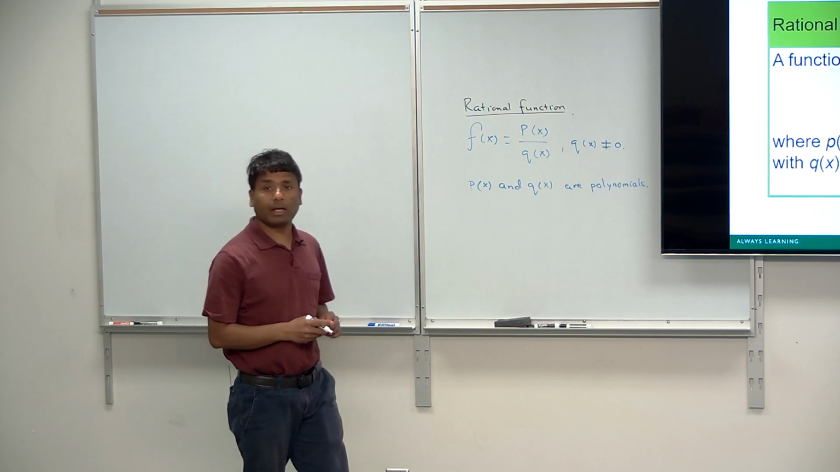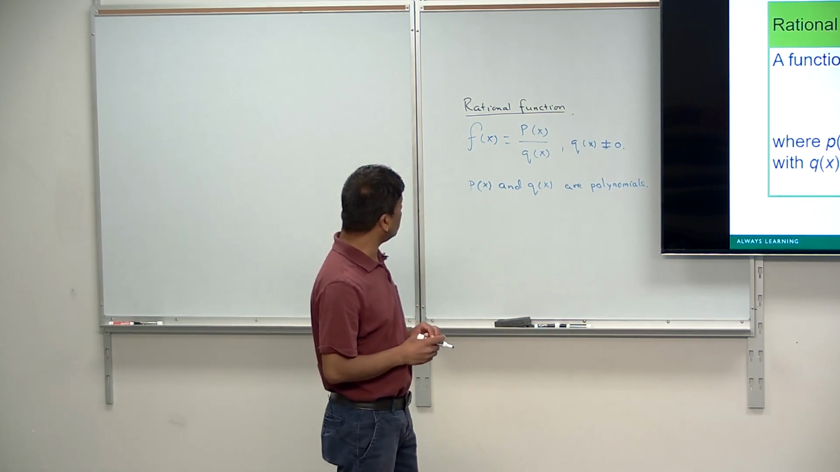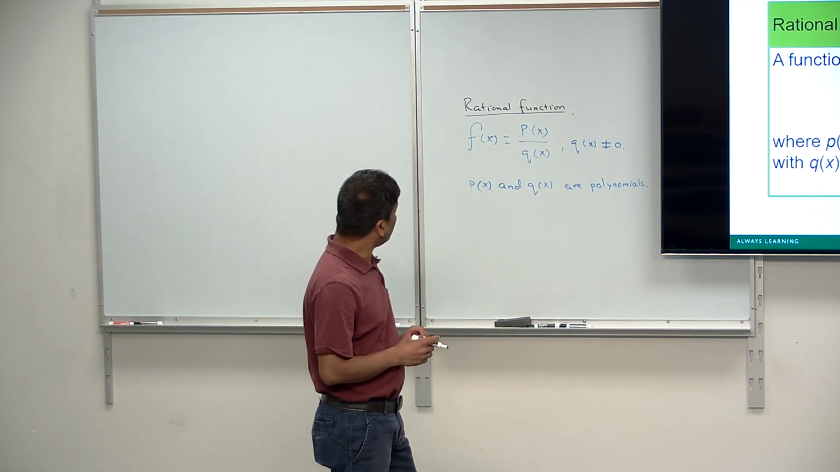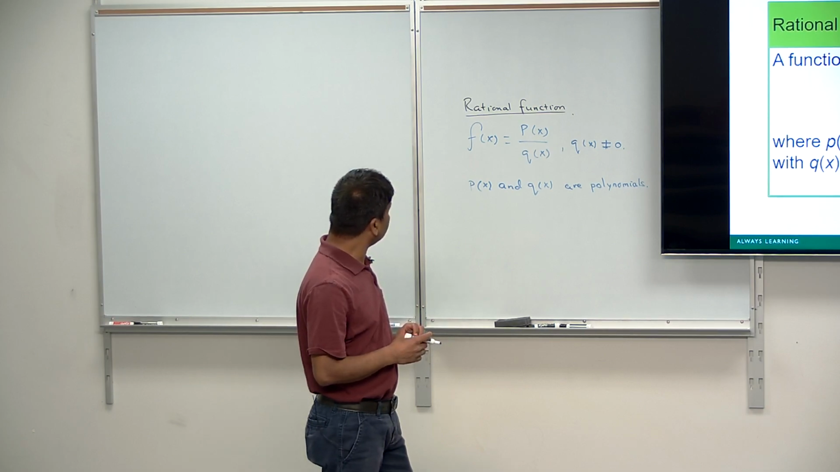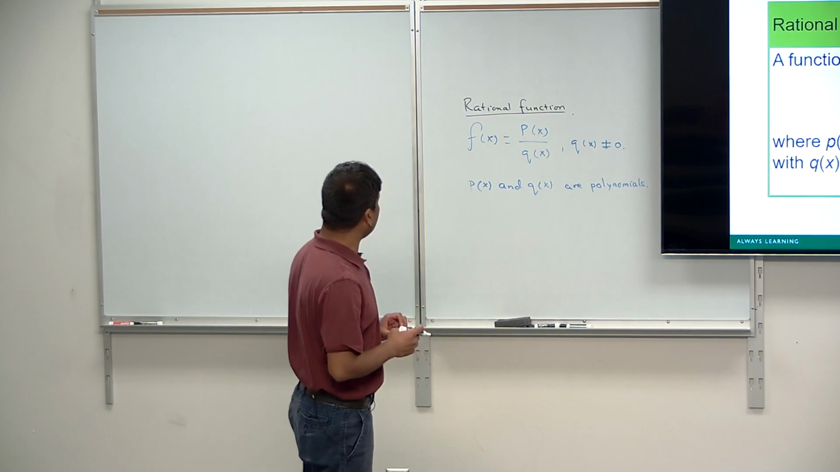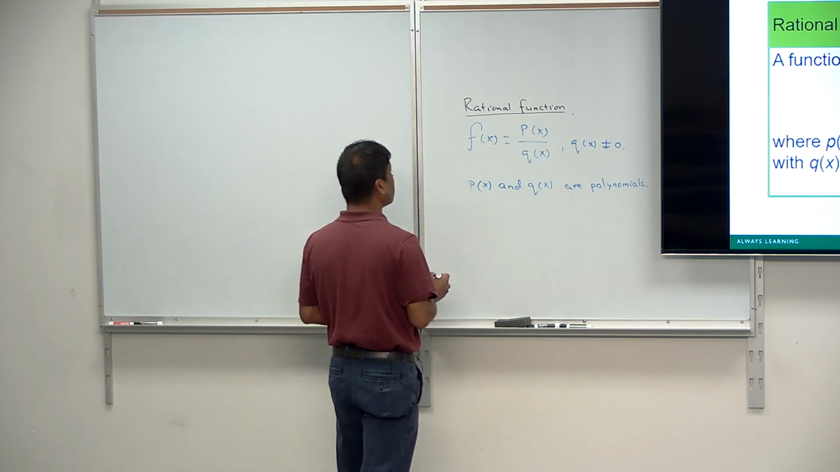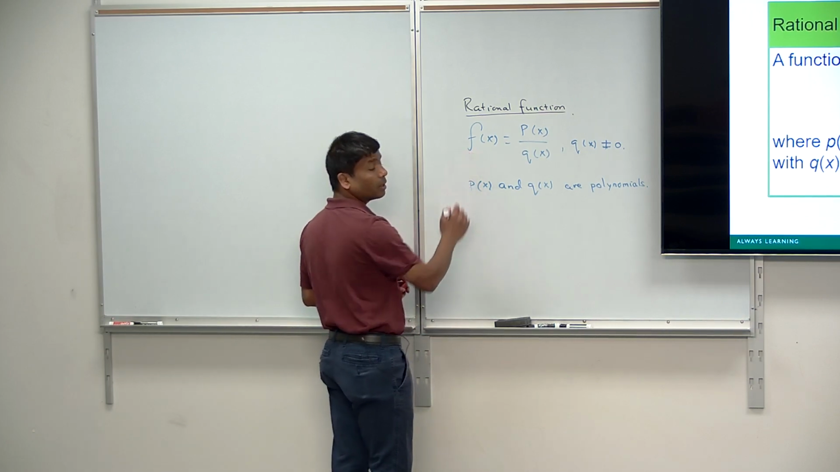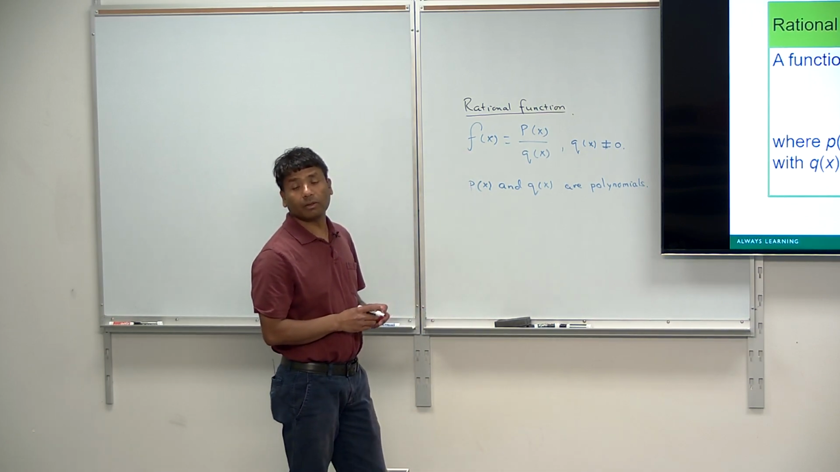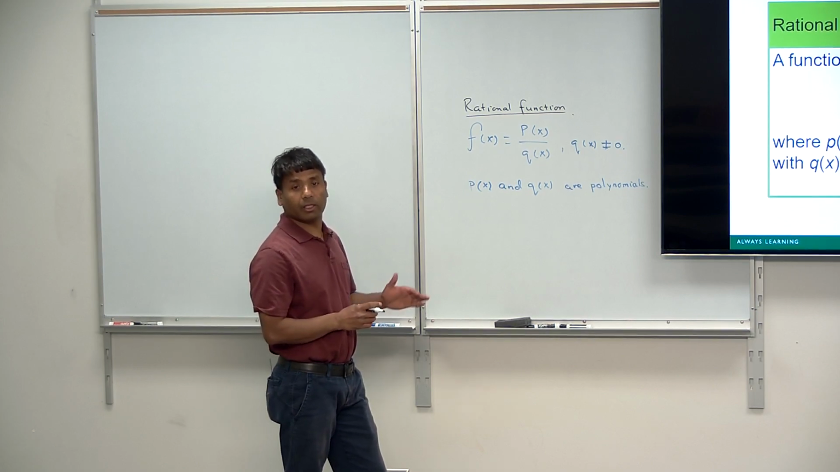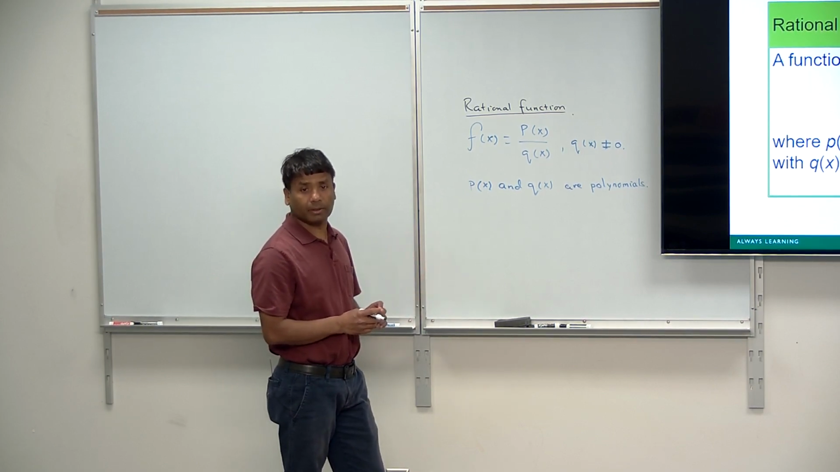If you have a function f(x) equal to p(x) over q(x), where q(x) is not equal to 0, and p(x) and q(x) are polynomials, this is called a rational function. Okay?